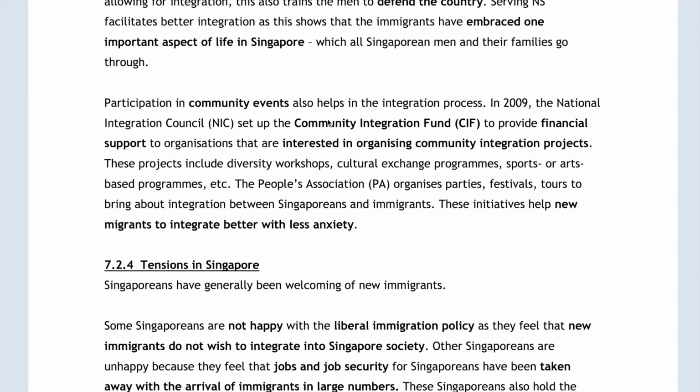The next thing is that community events are being held simply to help out in this integration process. The National Integration Council has a fund, the Community Integration Fund, to give people money to perform a community integration project, be it cultural exchanges, or arts and sports activities. This is alongside what the People's Association is already doing with community center events. The main purpose of these initiatives is to help new migrants integrate with Singapore citizens with lesser anxiety.